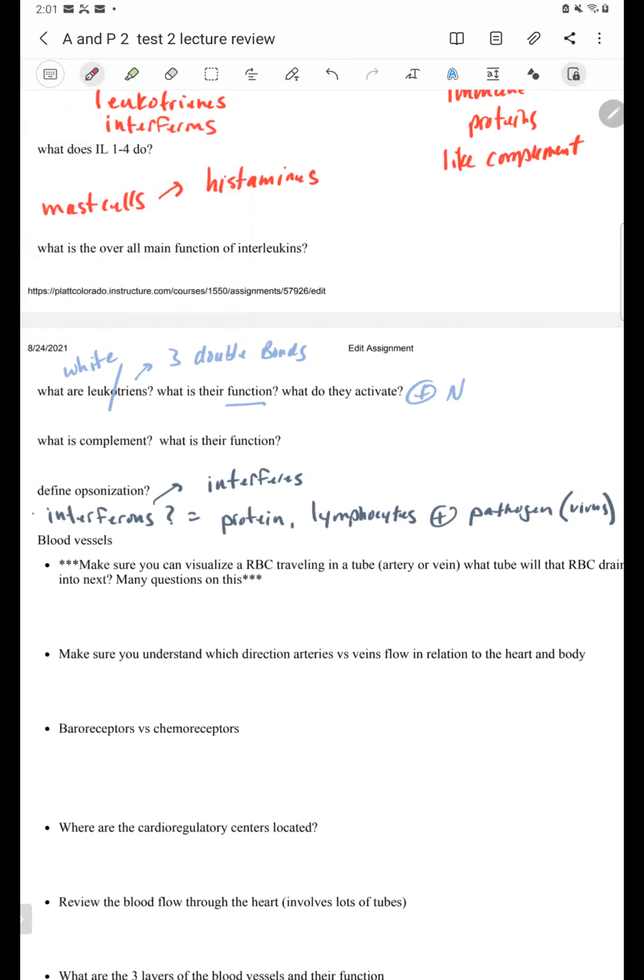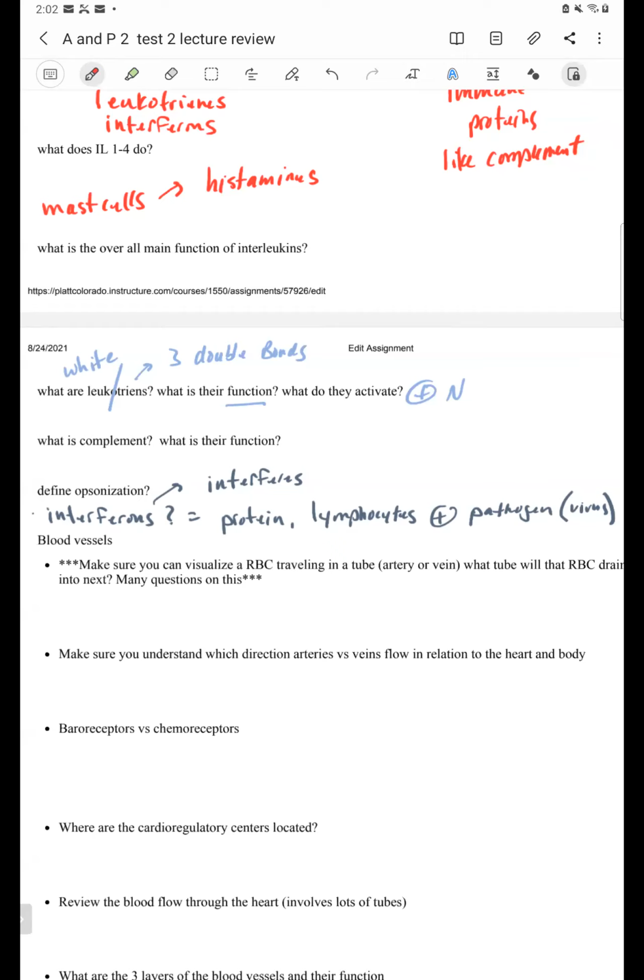Okay, complement. An easy way of looking at complement, it's like bringing in backup, right? If you are alone trying to take down a really big bad guy, you're just going to need help. So you recruit other soldiers to come in and help you. So complement comes in and they work together to destroy the antigen.